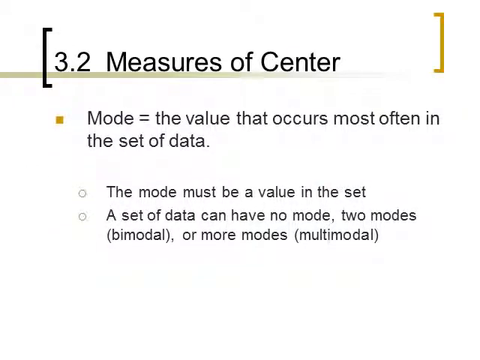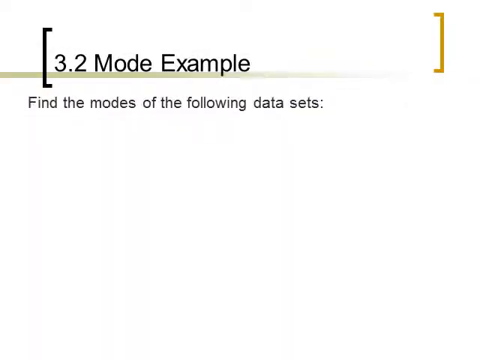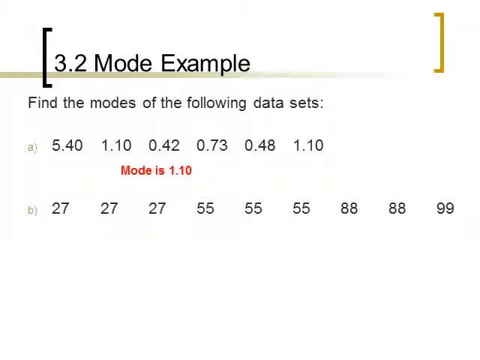A third measure of center is the mode. A mode is a value in our data that repeats most often. So the mode is a value in the set. Let's find the modes of the following data sets. So we're looking for a number that repeats the most often here, and the number that repeats most often is 1.10. It repeats twice, so that is the mode.